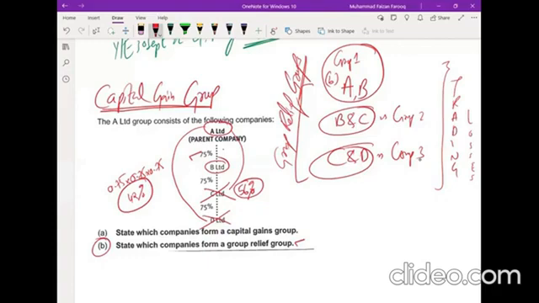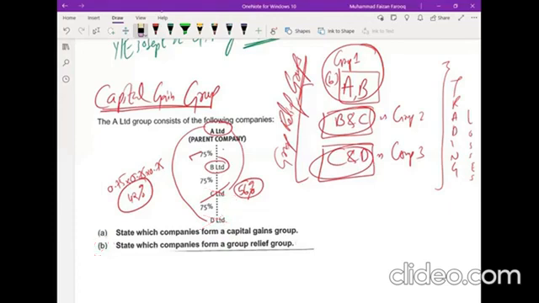So only group 1 can share losses with each other, whereas B and C cannot. See, A and B can share losses between each other. B and C can share the losses between each other, and C and D can share the losses between each other because they are forming separate 75% groups. No, A is not a part with C because A doesn't have effective holding of 75% in C, right? Okay. So that's it for the group.